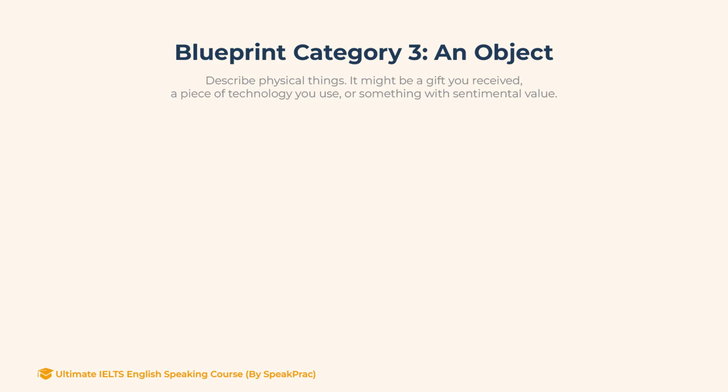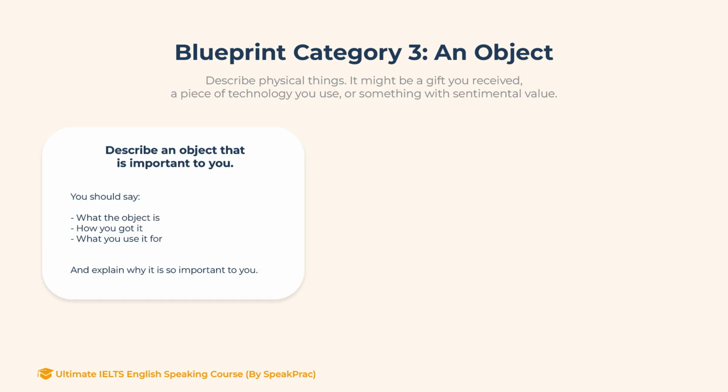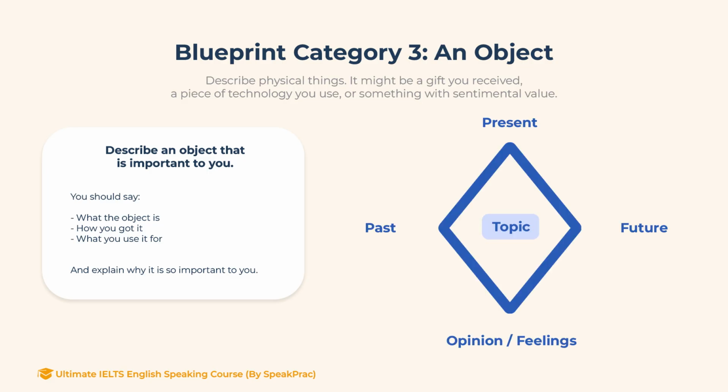Now, a very common cue card for this category is: describe an object that is important to you. You should say what the object is, how you got it, what you use it for, and explain why it is so important to you. Maybe it's an old film camera from your grandfather, or whatever old object you can think of.